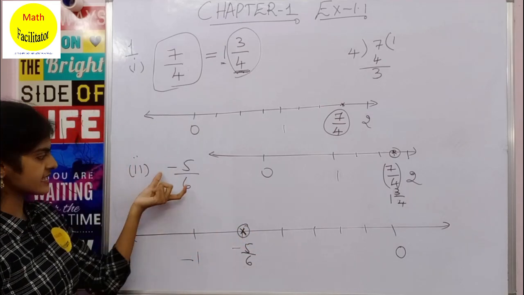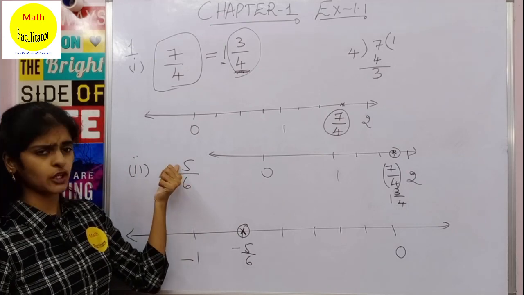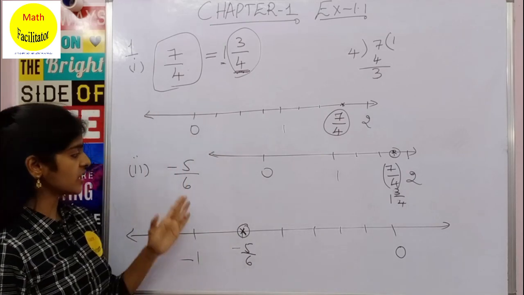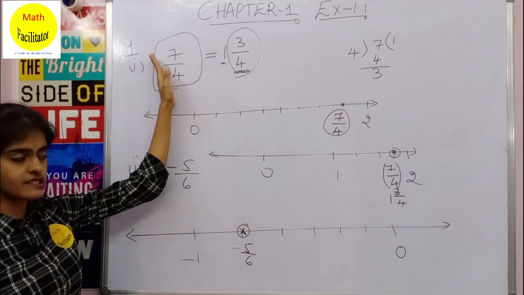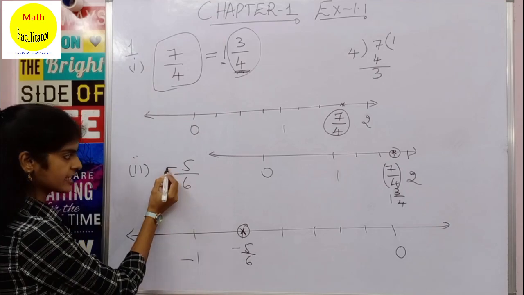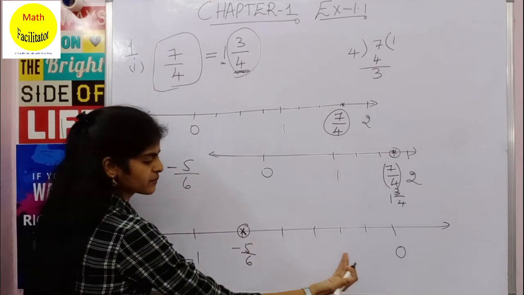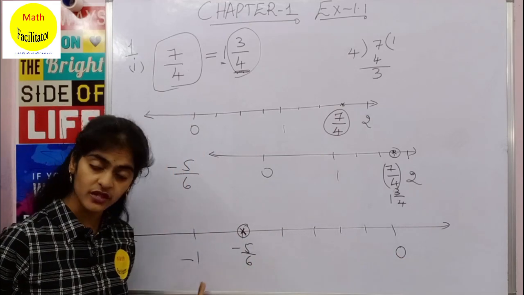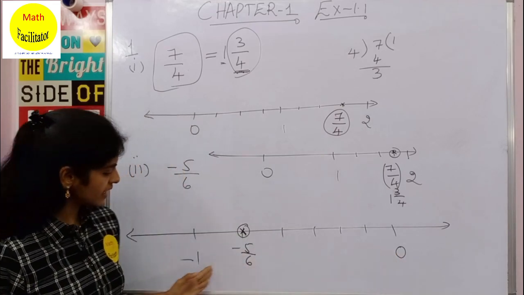Clear? Since this is a proper fraction, numerator less than denominator, it lies between 0 and 1. If you have an improper fraction like this, then you will go beyond 1. Since it is a negative rational number, we have come to the left on the number line. Left of 0 you have negative integers, so you have taken 0 here and minus 1.